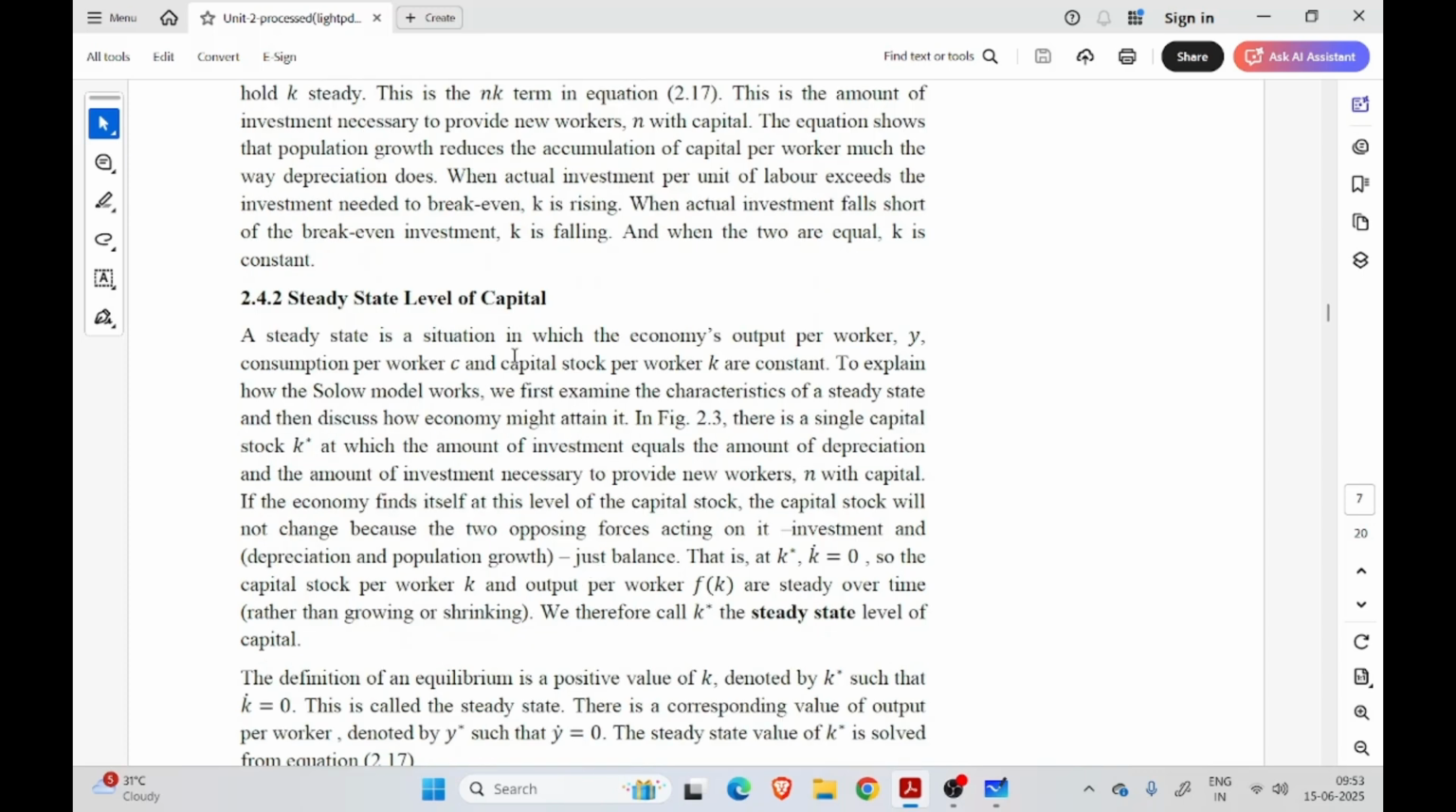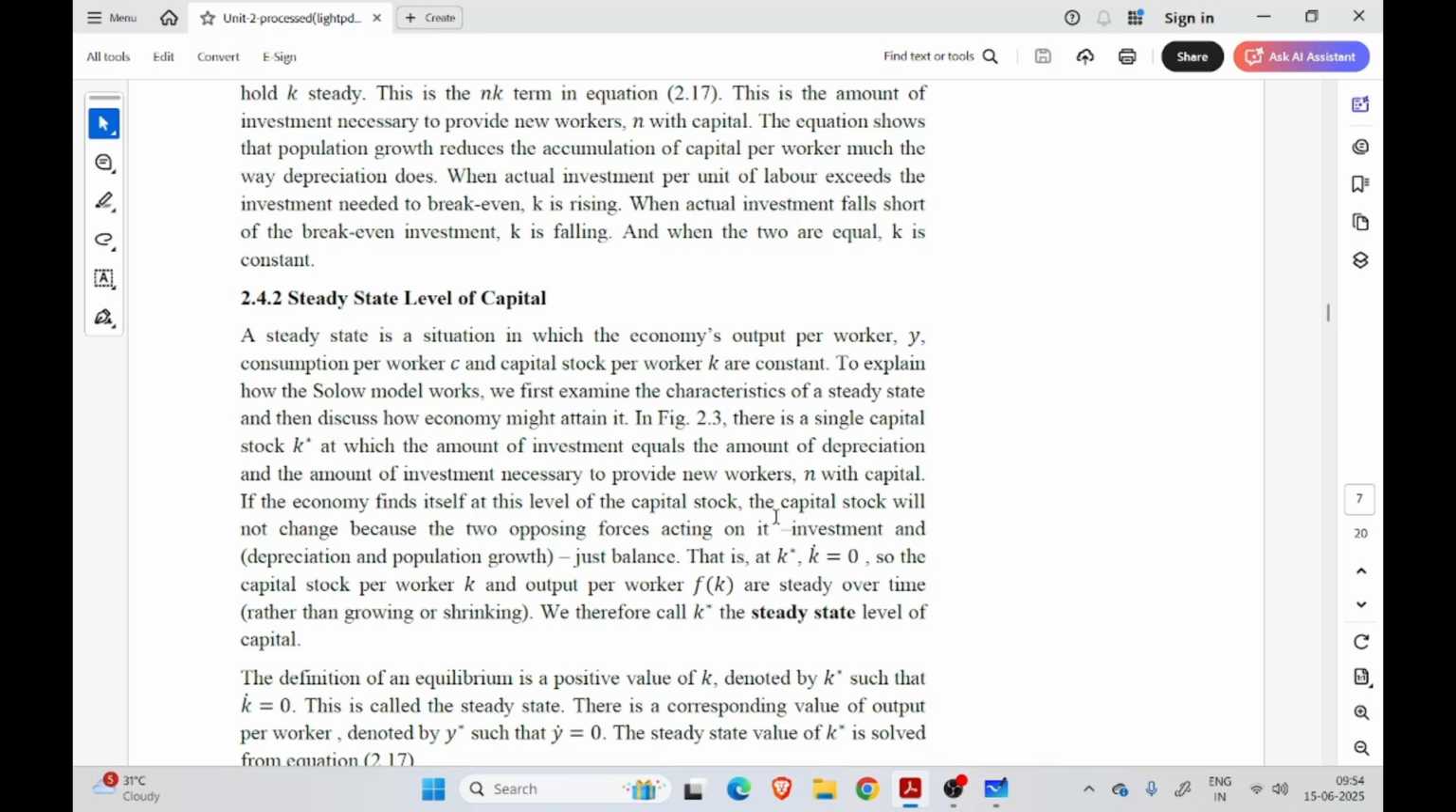Now, what is a steady state level? A steady state is a situation in which the economy's output per worker, that is Y by L, small y, and consumption per worker, C by L, and capital stock per worker, that is K by L, are constant. So, at every time point Y, C and K remain constant.